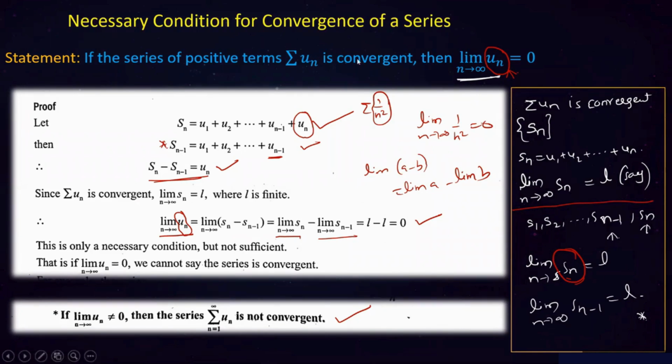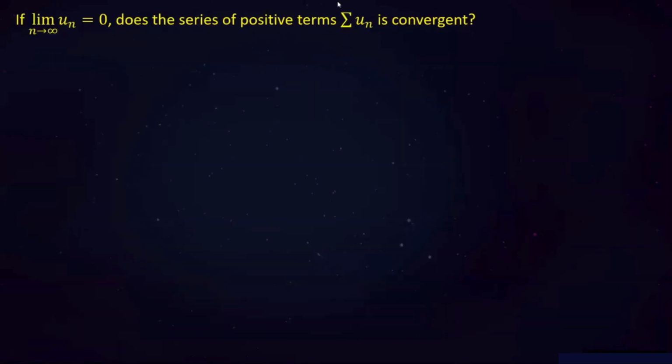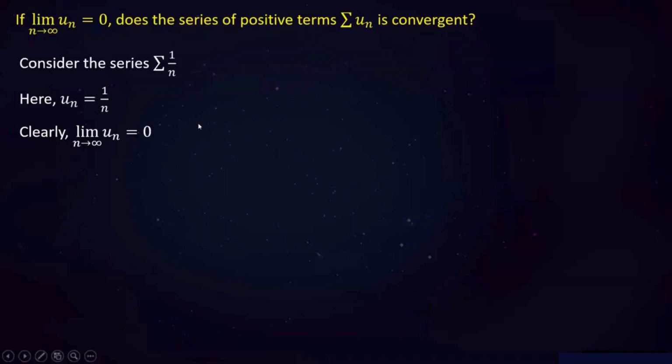Now I'll take an example where this fails to be convergent. If the limit is 0, then where it may not be convergent, right? I'll take that example now. Look at this question. As we are discussing, what happens when the limit is 0? If the limit of Un as n tends to infinity is 0, does the series of positive terms converge? Certainly no. But let me show you how it is by taking an example.